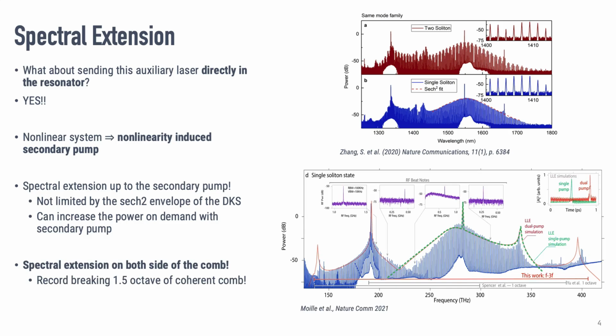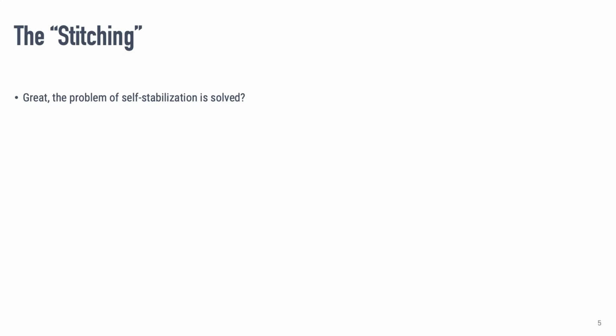What we have done is use one of the features that they show in their paper but didn't exploit, to show that you can actually create a new type of dispersive wave on demand because of the secondary pump that you're sending to your resonator, and you can obtain a record-breaking 1.5 octave of coherent frequency comb. But even if it's a coherent frequency comb, that doesn't mean it's a frequency comb that you can use for metrology. Because here, okay, we show a huge frequency comb, so that means we kind of solve the issue of stabilization, and basically my work here is done, right?